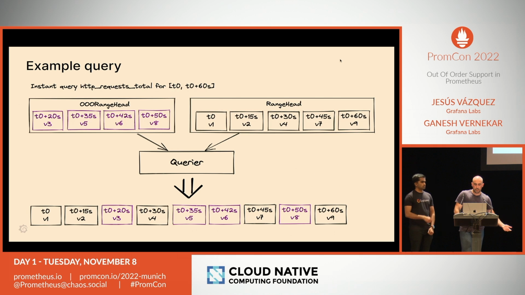To illustrate a simple query, we have this example. We get a query on HTTP request total for the interval T0 to T0 plus 60. The querier is going to go to the head block and to each of the head chunks, the out-of-order and the in-order head chunk. As you can see there, it's going to return all the samples ordered. So that's the magic underneath. Now we have a place to put all the samples, and the query is going to go through all of them and return a single slice of ordered samples for the client.